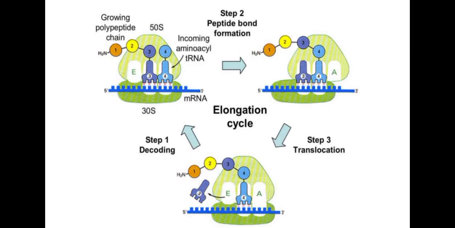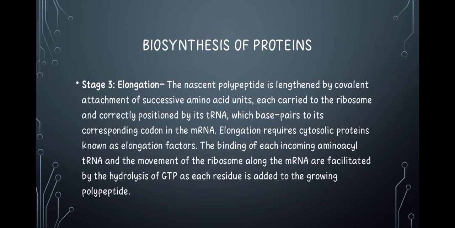Something to also note here is that the ribosome reads the mRNA from the 5' to the 3' direction. Now, the coming in of the amino acid tRNA and the movement of the ribosome is facilitated by the hydrolysis of GTP. GTP is being used as a source of energy, and it's also facilitated by the elongation factor G.